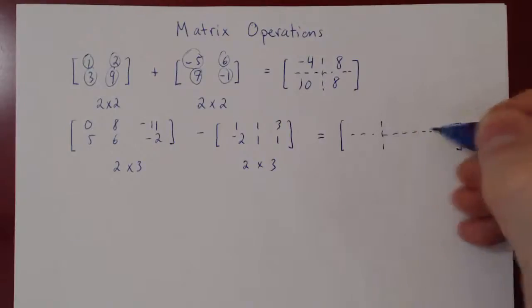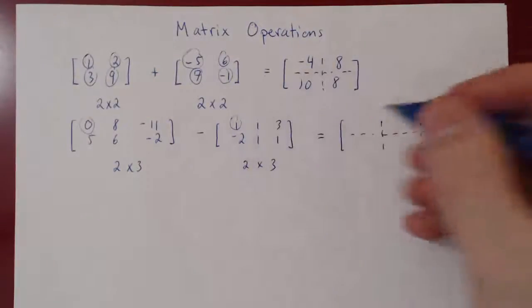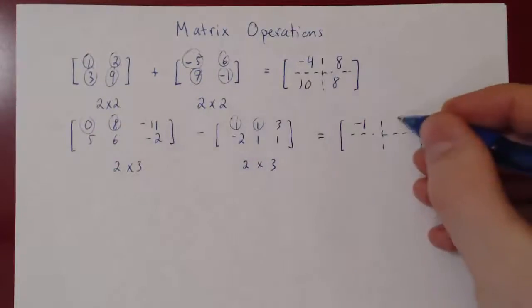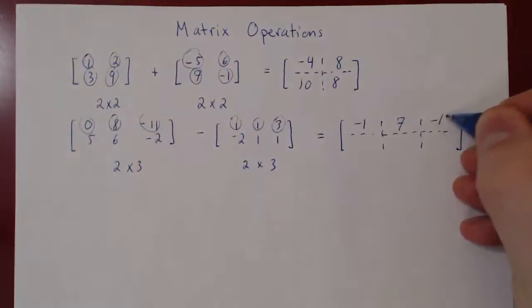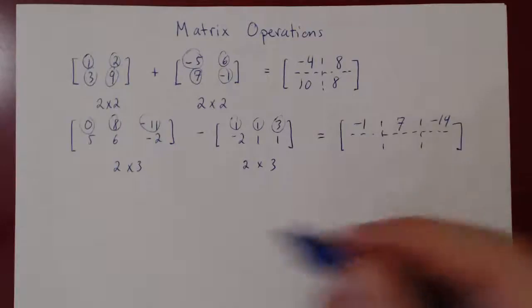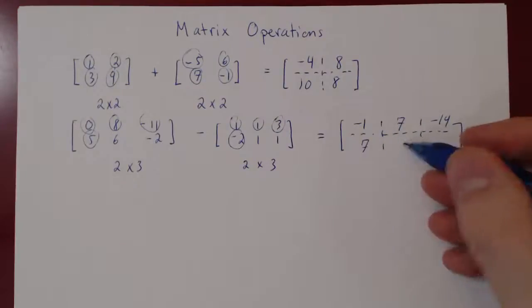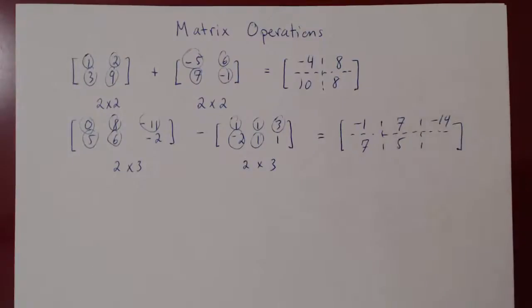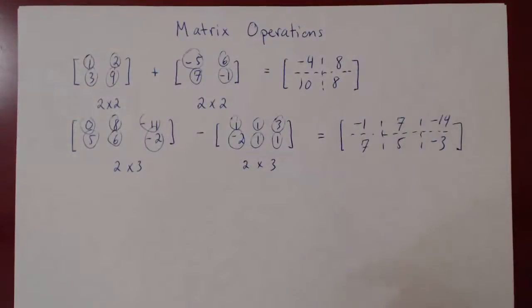Two rows, 3 columns. So the entry here is 0 minus 1, -1. The entry here, 8 minus 1, 7. The entry here, -11 minus 3, -14. Let's keep going. The entry here, 5 minus -2, 5 plus 2 is 7. The entry here, 6 minus 1, 5. And finally the entry here, -2 minus 1, -3. And this is how you add and subtract matrices.